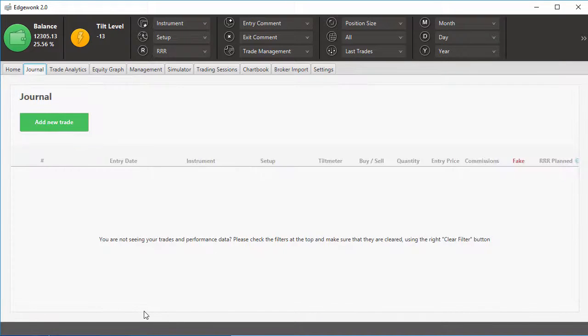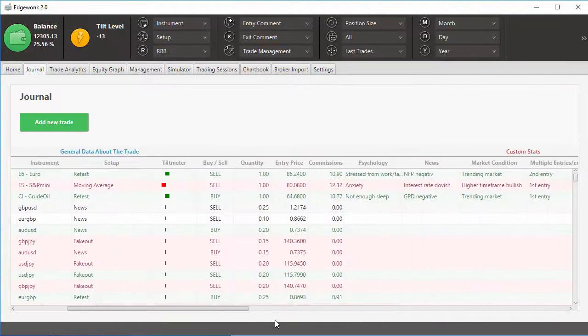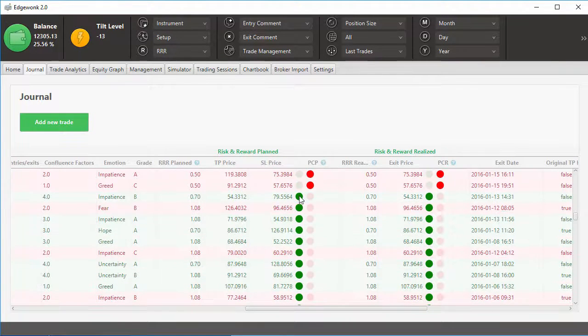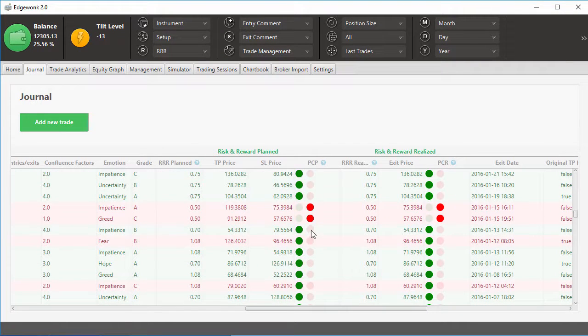But there is more in Edgewonk, and when you go to the journal tab, we have something that we call our traffic lights, and they measure the reward to risk ratio here, which is the initial one, as I said, when you enter your trade. And then here on the right hand side we have the reward to risk ratio analytics for when you close your trades.